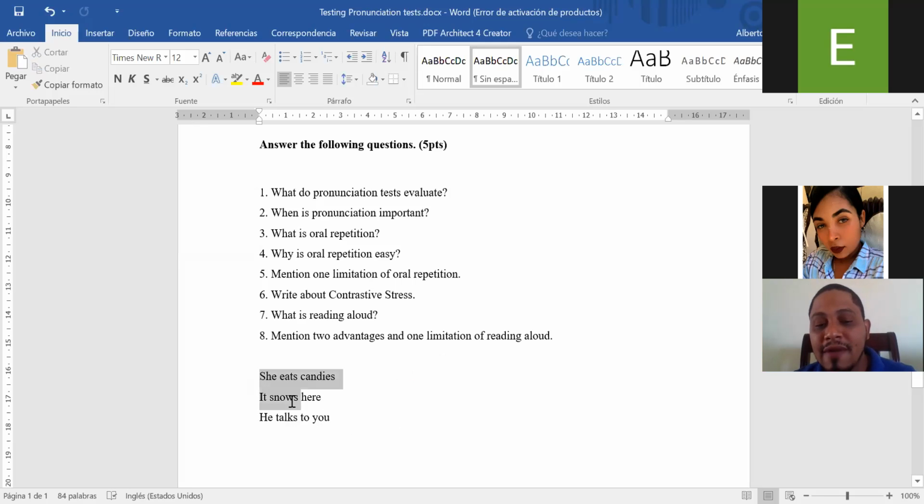That's what we call a hearing identification item. Okay? Because you have a sentence, but you are focused only on this part. You as a teacher are focused on that one, just to make sure the students are producing the correct sound. And this is pronunciation, right? If your students say, she eats candies, it snow here, he talk to you, you know that you have to work on that part.